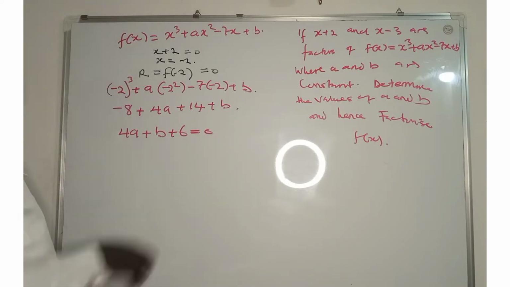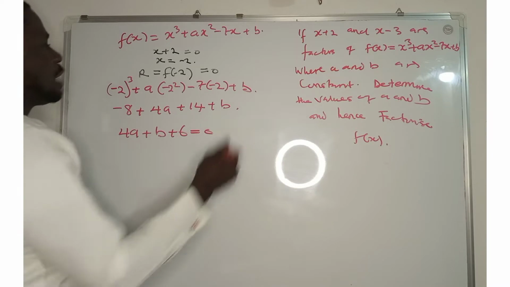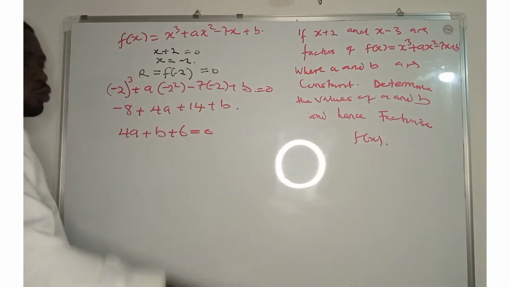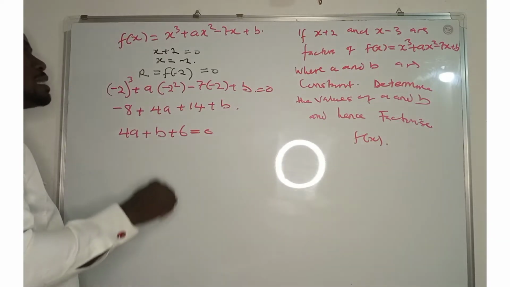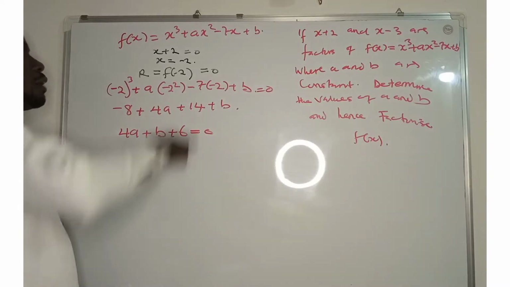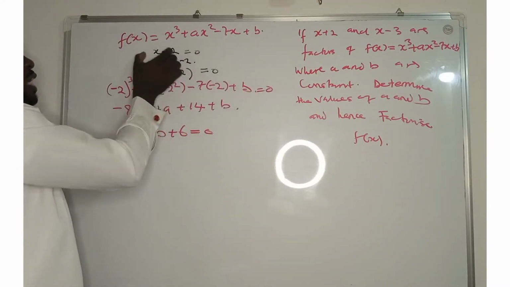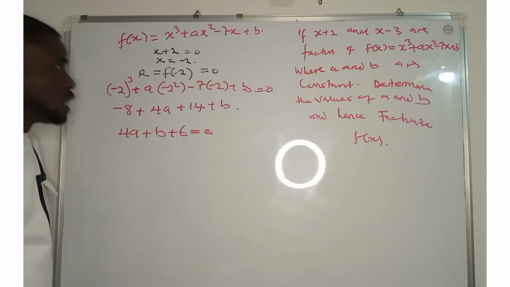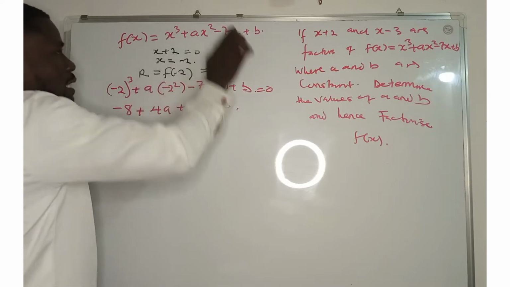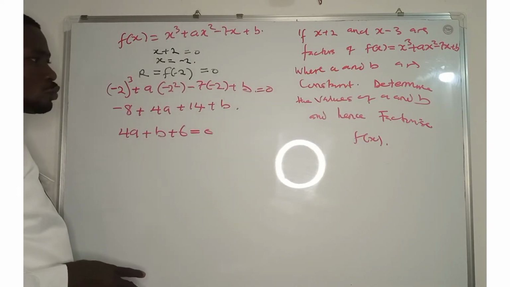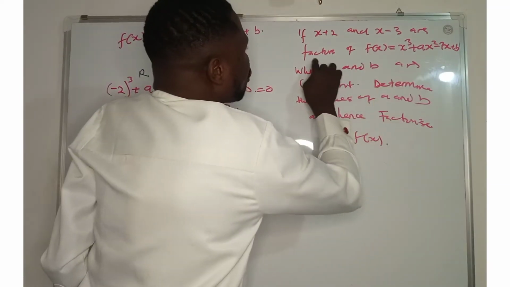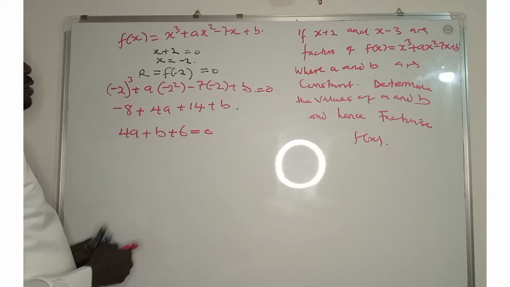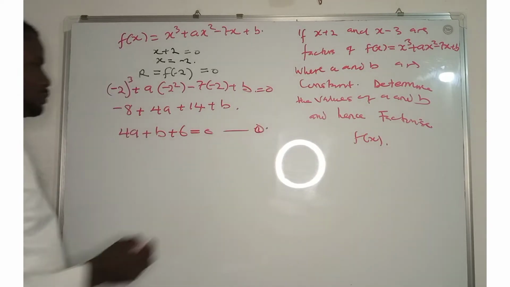Remember, we were told that when we substitute minus 2, everything must be equal to 0. That is what it means when they say x plus 2 is a factor. It means that the value of x for which this x plus 2 becomes 0, if you substitute it there, the answer is 0. So if I substitute minus 2 in this, I expect the answer to be equal to 0, because of this statement that x plus 2 is a factor. So you see, for 4a plus b plus 6, I can call this equation 1.